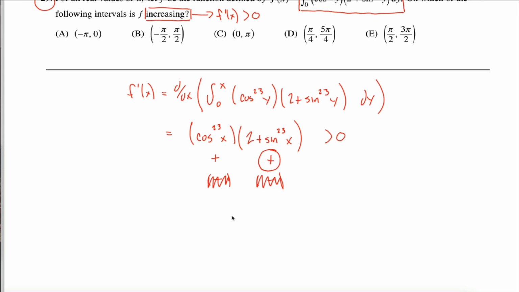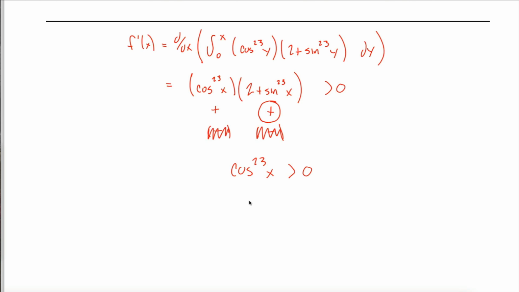I can answer my question by just figuring out, when is the cosine of x raised up to the 23rd power greater than 0? Well, the only way I'm going to get something that's greater than 0 when I raise some number to the 23rd power is if that number itself is greater than 0, right? The fact that this is an odd number allows me to say that this inequality is equivalent to the inequality cosine of x is greater than 0. Take the 23rd root of both sides of the inequality if you want. When is cosine of x greater than 0?